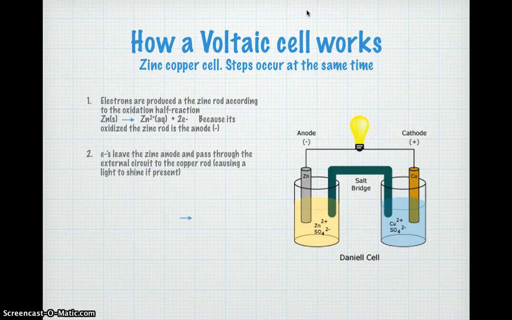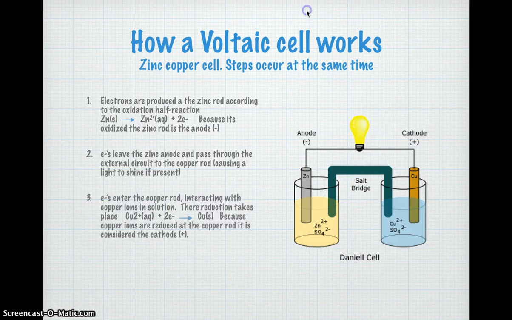Number 2, the electrons leave the zinc anode and pass through the external circuit to the copper rod, causing the light to shine if it's present. In other words, if it was a voltmeter, it would be the voltmeter that would go off and tell how much is going through. But in this case, we have a light bulb, so the light goes off.